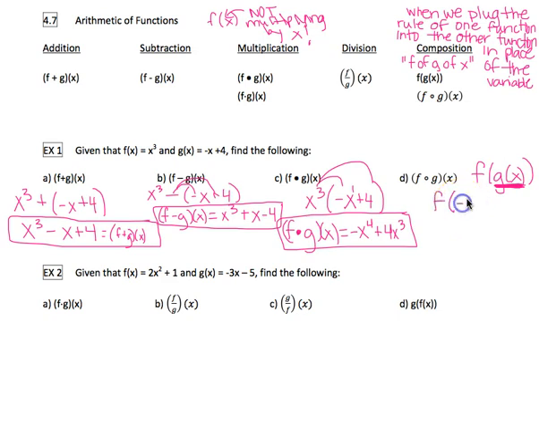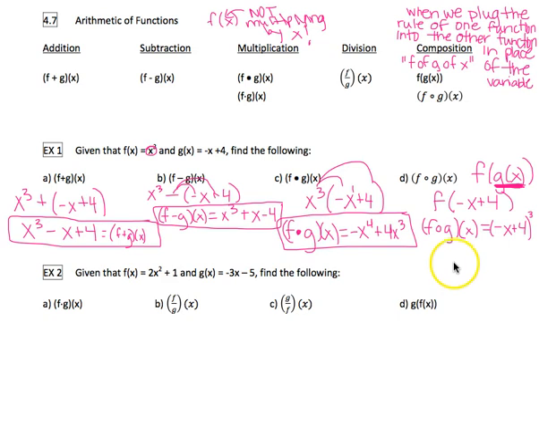So g of x is negative x plus 4. And so now what we have is f of negative x plus 4. And what that means is that we're going to plug negative x plus 4 in place of the variable in the f of x function. So I go to the f of x function, and in place of its x right here, I'm going to put negative x plus 4, and then the rest of the function, so it's cubed.